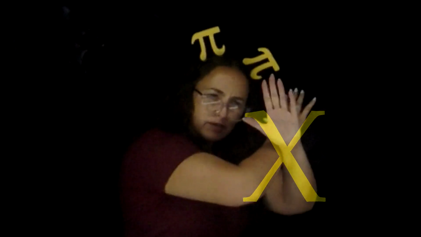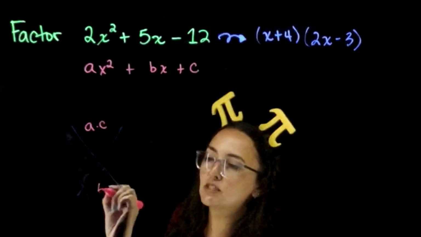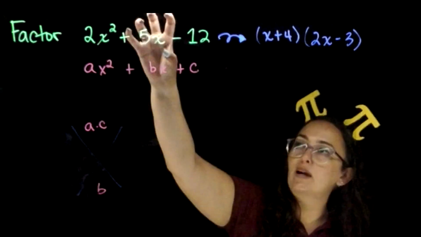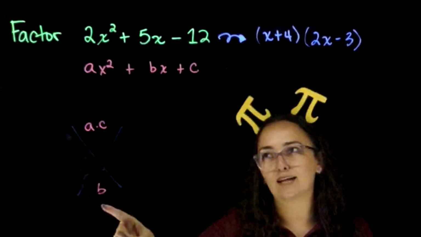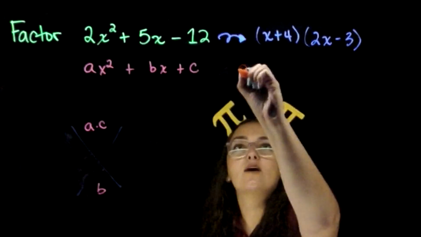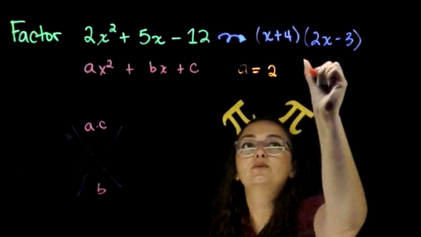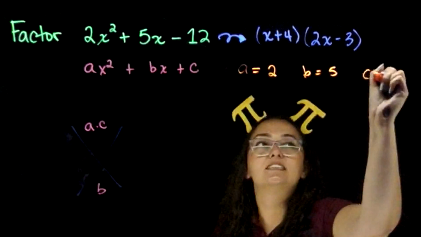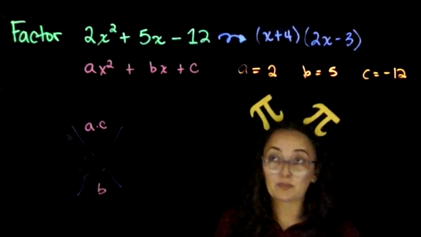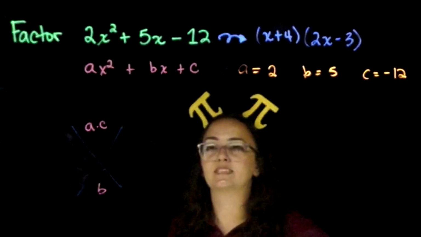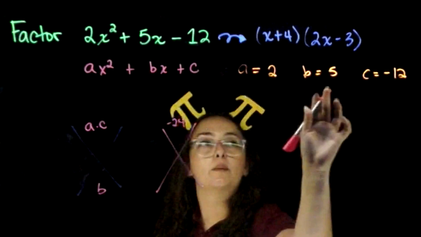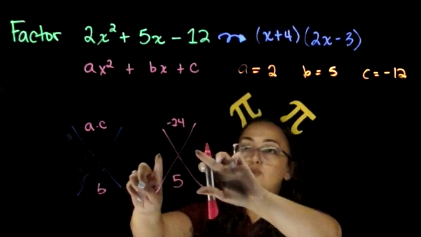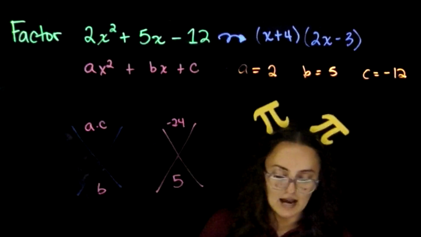To use the x method, we need to identify what our coefficients are. In this position, we'll have AC. In this position, we'll have B. And again, that goal is to rewrite this middle term. We do that by finding 2 values that multiply to AC and add up to B. So in our polynomial, A is equal to 2, B is equal to 5, and C is equal to negative 12. We want to make sure we bring in that sign. A times C is negative 24, B is 5. So now we're going to find those 2 numbers that multiply to negative 24 and add up to 5.